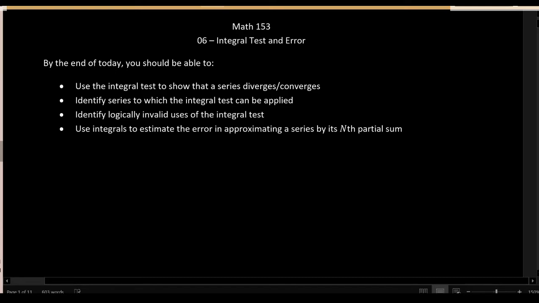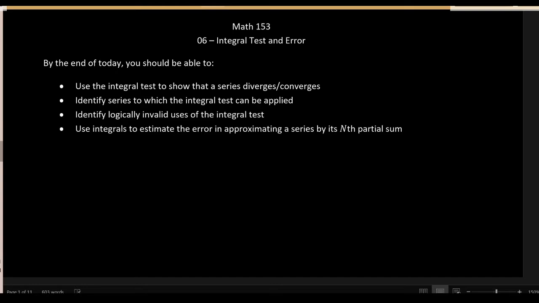So today I would like to introduce a new test for divergence/convergence, which is called the integral test. And so by the end of today, we should be able to use the integral test to show that a series diverges/converges, identify series to which the integral test can be applied. We want to be able to identify logically invalid uses of the integral test as opposed to valid uses of the test.